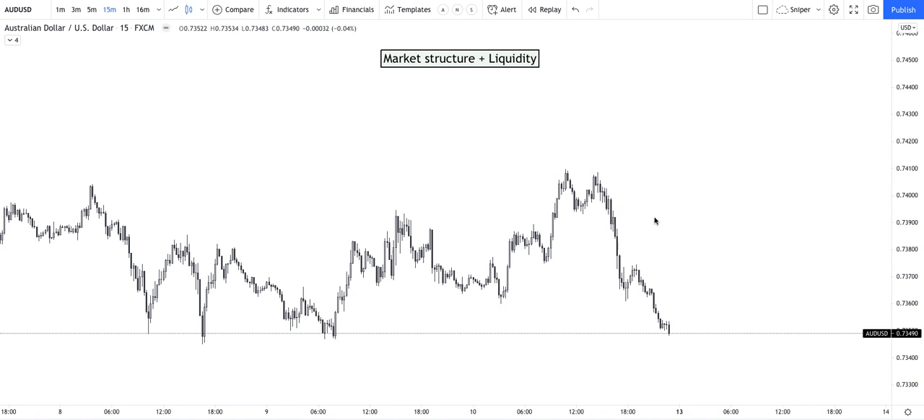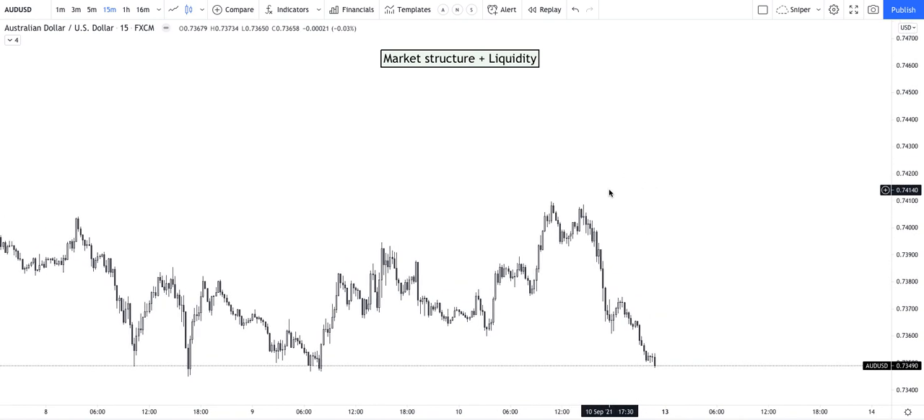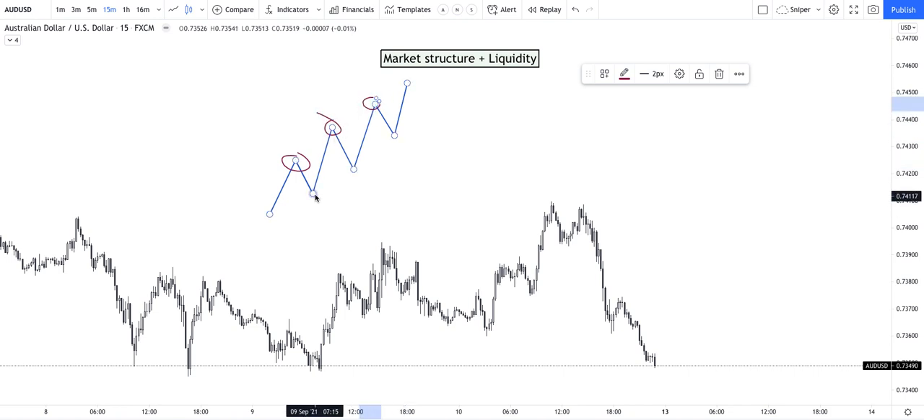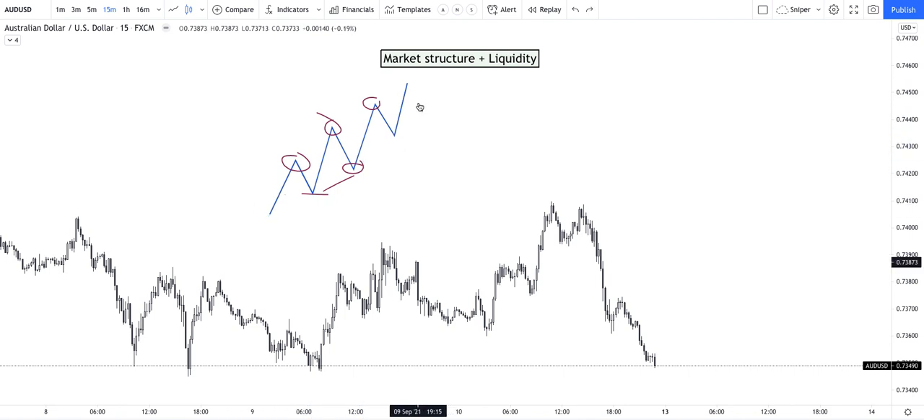Okay, so first of all, market structure and liquidity. A few things we need to clarify: I assume most of you know that a bullish market structure looks like this, where we have price creating higher highs, followed by higher lows. So this is a low, this low is higher than the previous one, and then this low is again higher than the previous one. That is our bullish market structure.